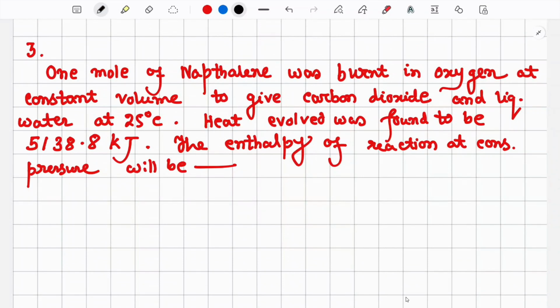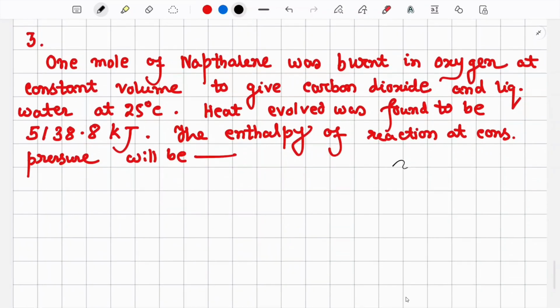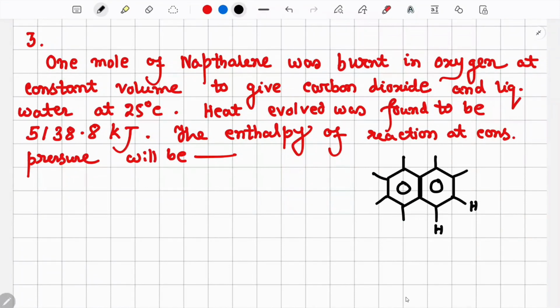How can you approach? Please tell the formula of naphthalene. That I know, but the formula from here you have to calculate. Just try to calculate. I am getting C10H8.